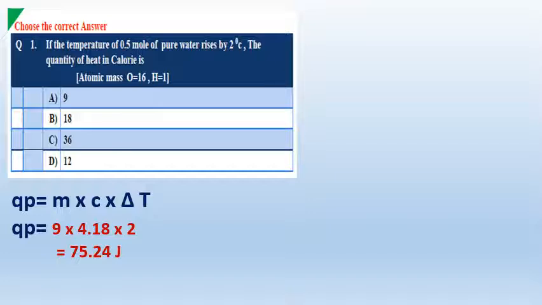The result will be 75.24 joule. And he asks you to calculate the quantity in calorie. To change from joule to calorie, I must divide the value by 4.18. So the answer here will be 18 calorie. This is the first question. Let's go to see the second one.